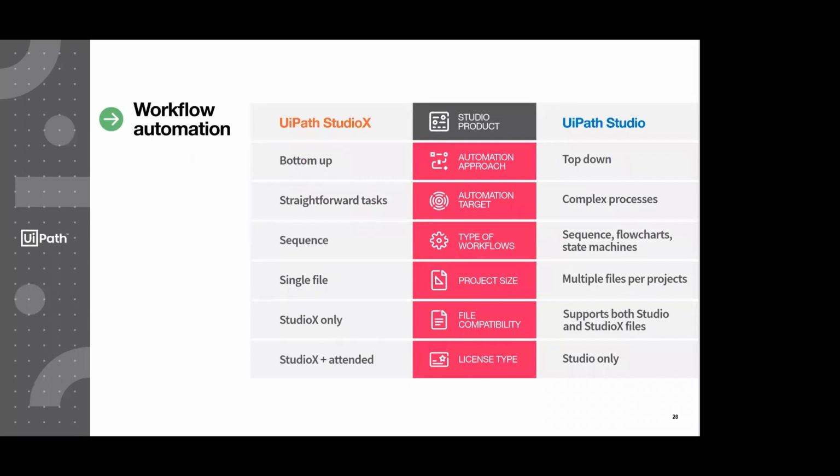Workflow automation. Is the automation approach bottom up or top down? Automation target, how complex is the task to be automated? How many steps does it have? Is it just a sequence, or does it involve flowcharts and state machines? Are there multiple files in the project, or is it just a single file with a simple sequence? So the type of workflows, project size, file compatibility, and license type are all part of the workflow automation consideration.